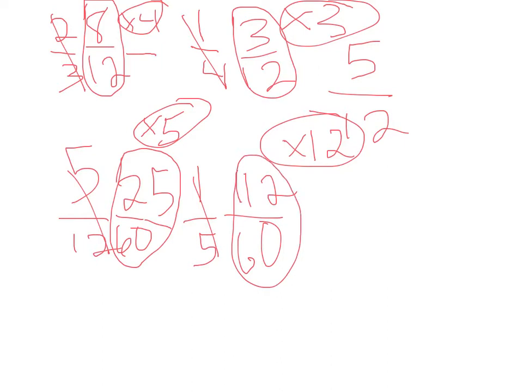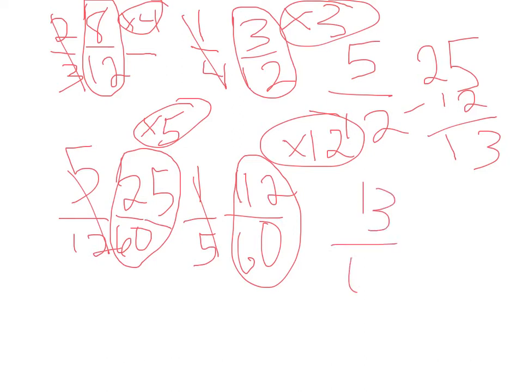25 minus 12, we can't do in our head. So we take it over to the side. Just 13. So that's 13/60. The final friend got 1/6 of the company.